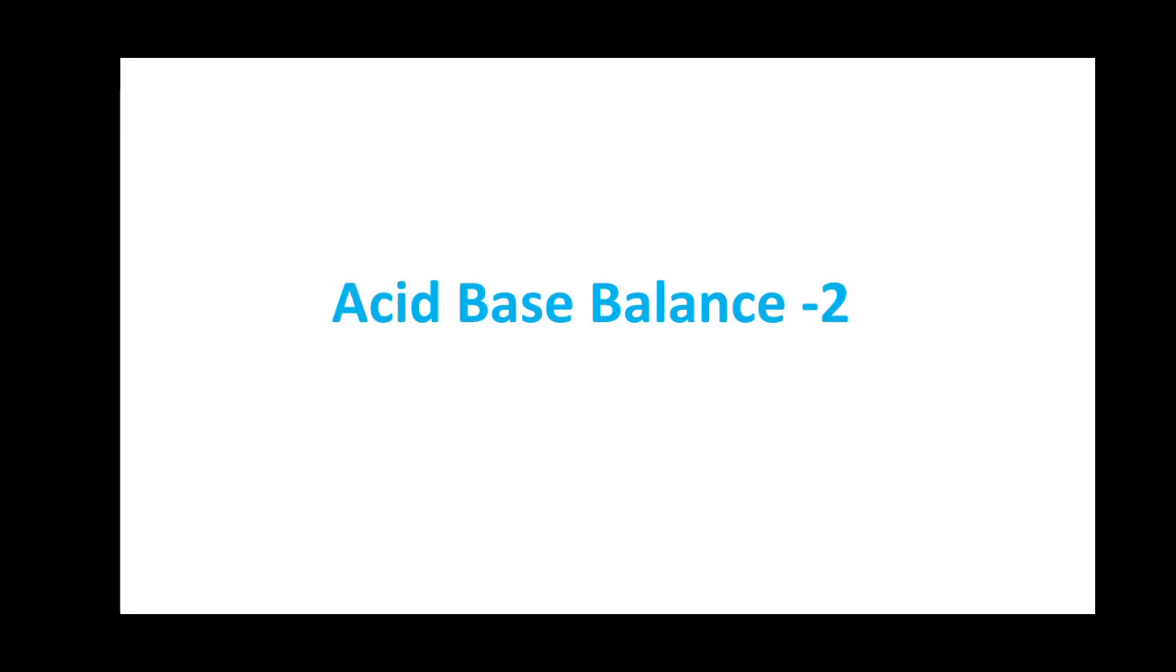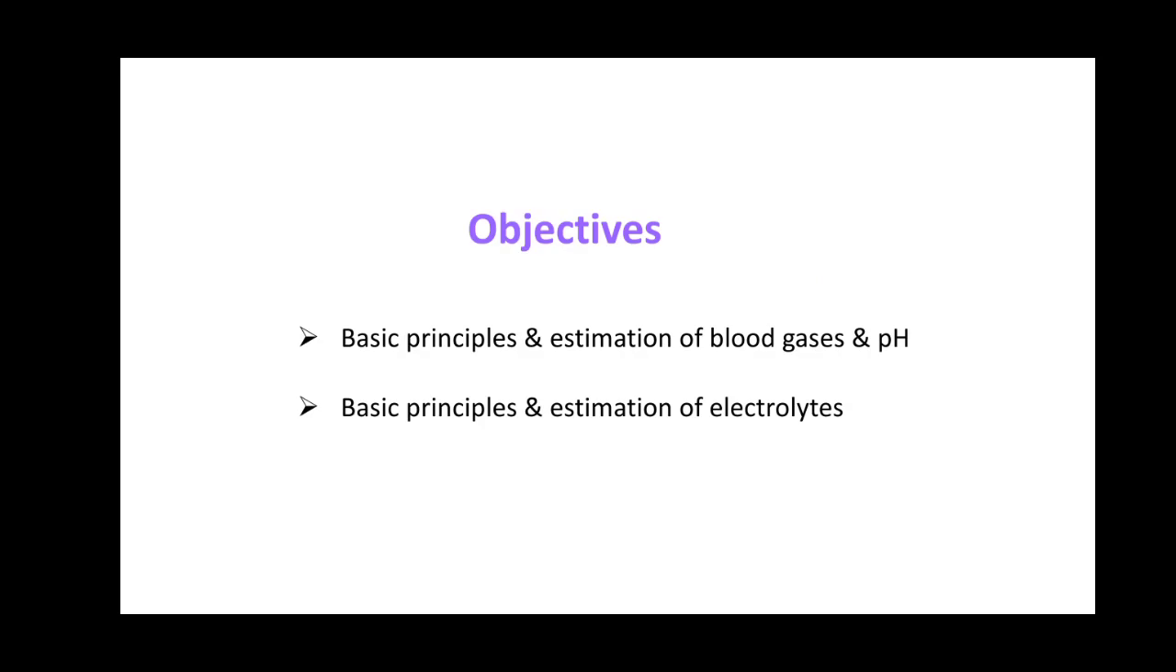Hi everyone. In the last class on acid base balance 1, we discussed what acids and bases are, pH regulation, and the disturbances in acid base balance and their types: metabolic and respiratory acidosis, metabolic and respiratory alkalosis. So we'll study further about the topic in this class. The objectives are basic principles and estimation of blood gases and pH, and estimation of electrolytes.